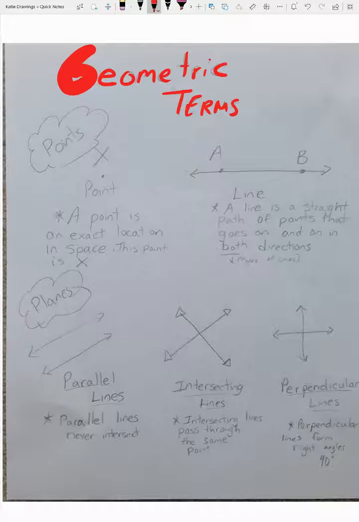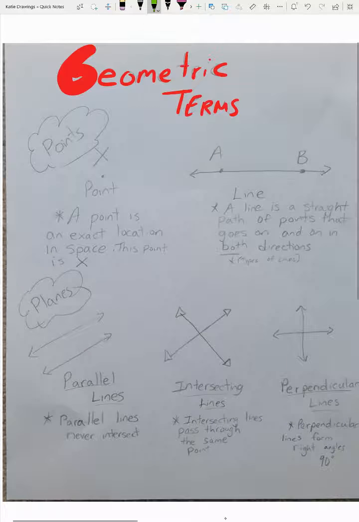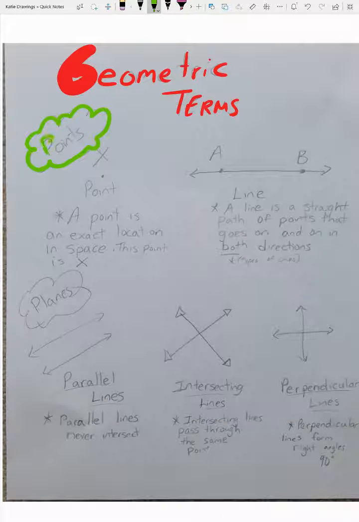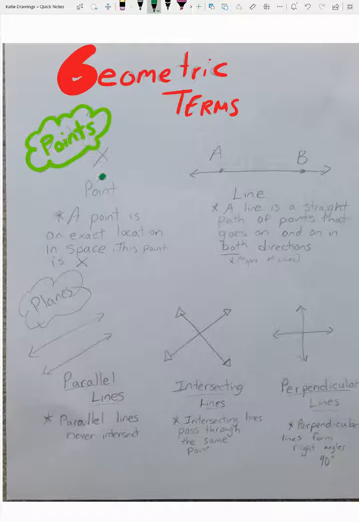The first one, let's do green, yellow, red. Oh, it'll be a mystery. All right, first one, points. Here's my example. Just basically a dot, and if I put an X there, I would say this point is X. So a point is almost just like one little area.